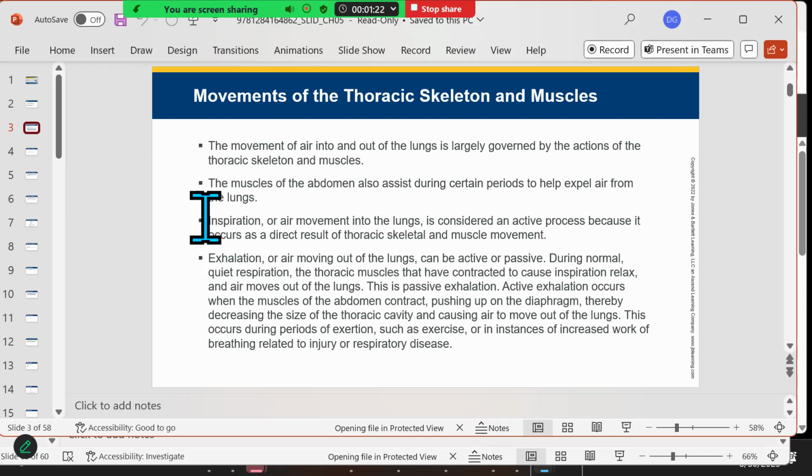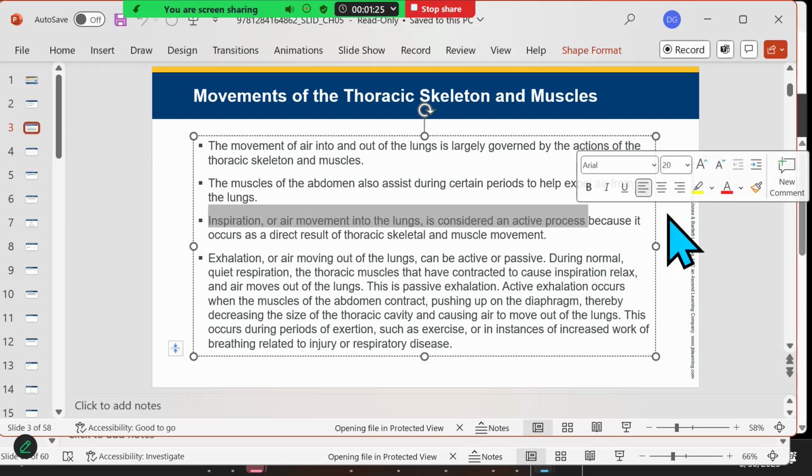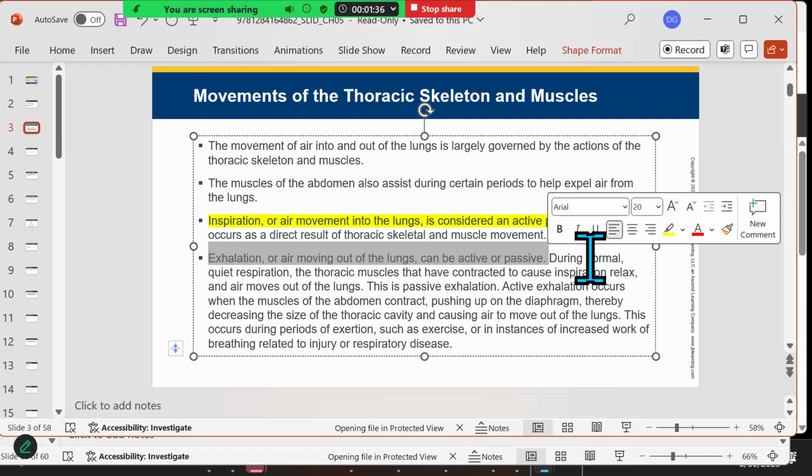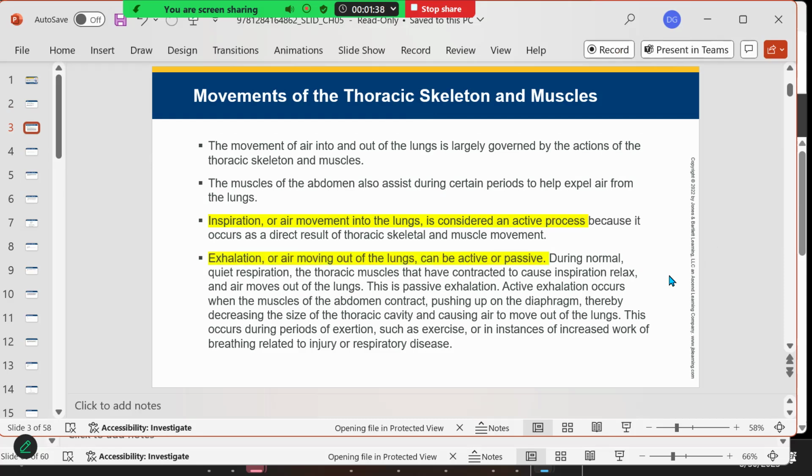One thing you need to know is that inspiration is an active process because we have to actually contract muscles to do it. Exhalation many times is passive, meaning we don't actually have to do anything. It just naturally happens. Once the lungs are full of air, then they exhale. But there are times when it's active. Let's say you're blowing out the candles on your birthday cake, or you're doing a pulmonary function test, which you will do in your clinical settings. Then it's active because you're making a conscious effort to do it harder or more rapidly.